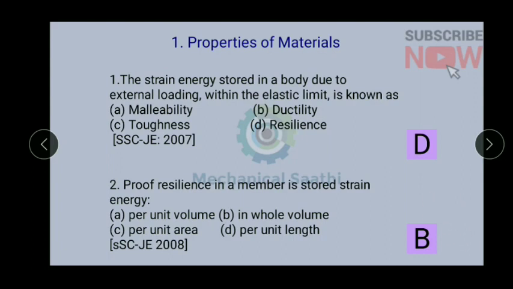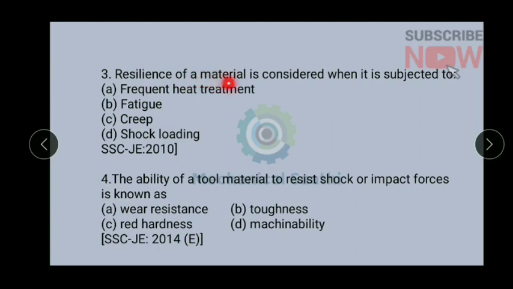Moving next, the resilience of a material is considered when it is subjected to what? Frequent heat treatment, fatigue, creep or shock loading. Resilience is the amount of stored energy, we can say. So whenever shock loading is applied on any material, then its resilience comes into account. So D option will be the correct answer over here.